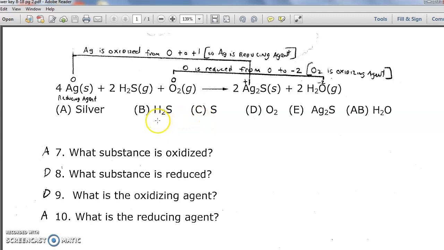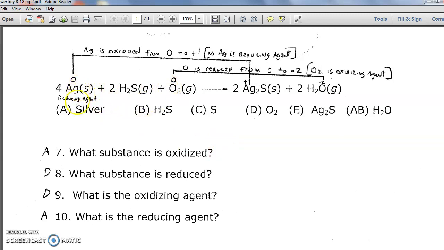Oxidation reduction reactions are easy to pinpoint, especially one like this, because we have an element and another element, and on the right side there are no elements, there is only compounds. If you remember, the oxidation numbers of elements are always 0. And now we have compounds over here, so they can't be 0 anymore. So oxidation numbers have changed for both the silver and the oxygen.